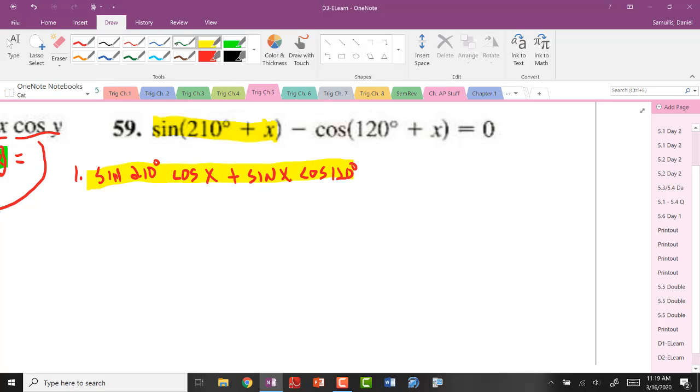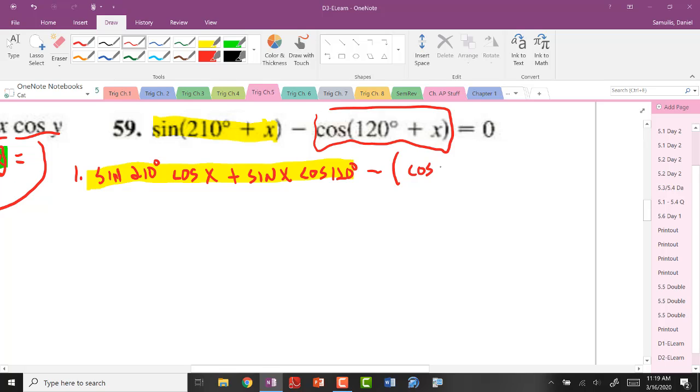Now, this is a big one. Minus, parenthesis. Whatever this becomes from the cosine rule, you have to subtract all of it, so the minus sign must be distributed. All right, and then cosine is cosine cosine. Go look up at the rule.